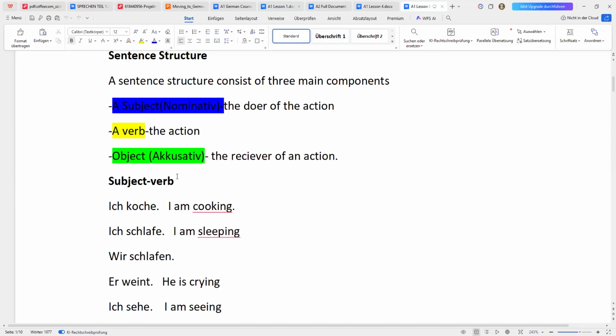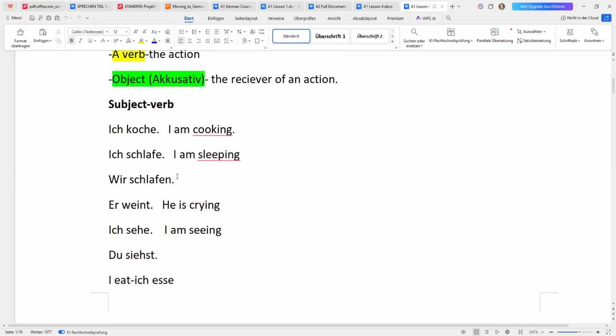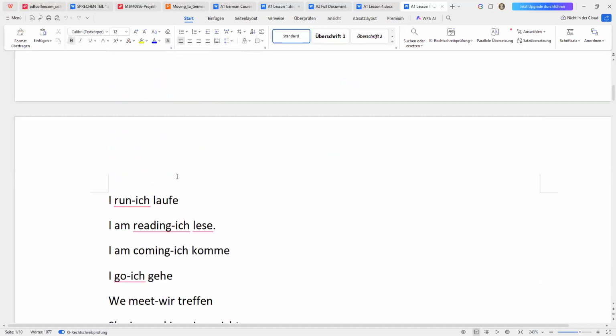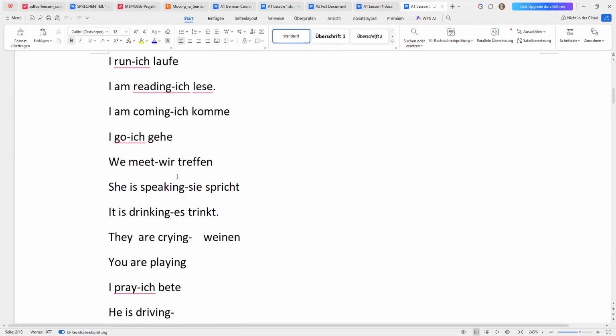So the first sentence structure is always subject and verb. That is the verb conjugation that I've just talked about. So if you can conjugate a verb, already you can say short sentences. Ich koche, ich schlafe, wir schlafen, er weint, ich sehe. Those are sentences. Already you are saying sentences when you can conjugate a verb. Du siehst, and so on. Ich laufe, ich lese, ich komme, ich gehe, wir treffen.